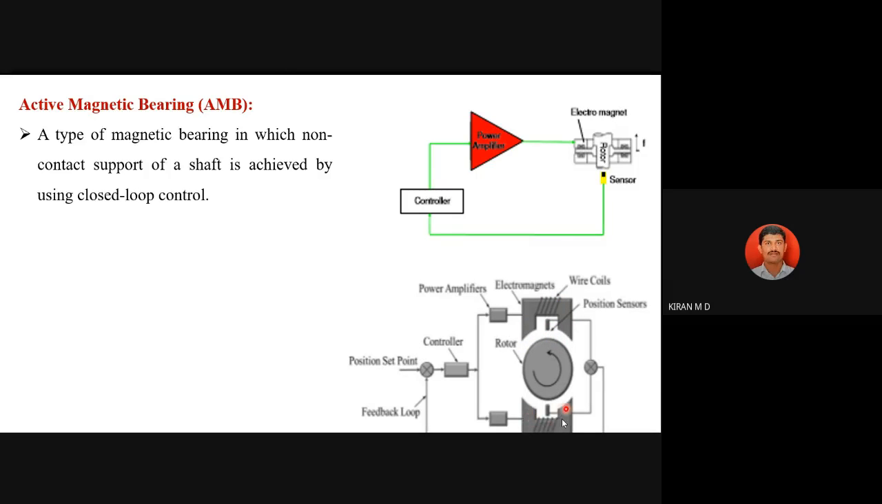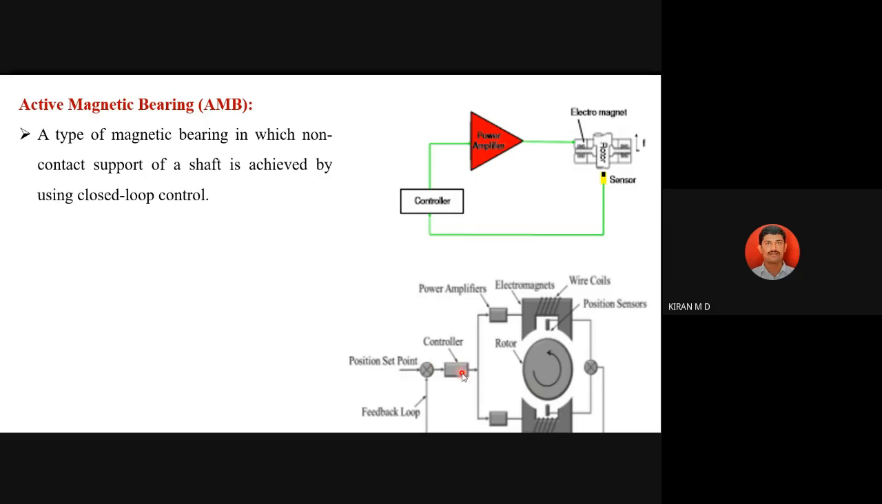This is the bearing. It contains the wire coil, which creates the electromagnetic field; that is what we call electromagnets. When the position sensor senses the gap between the shaft or rotor and the electromagnets, meaning the rotor is the shaft and the electromagnet is the bearing, it passes it to the position set point. Here you set the position of the shaft, or the gap between the shaft and bearing.